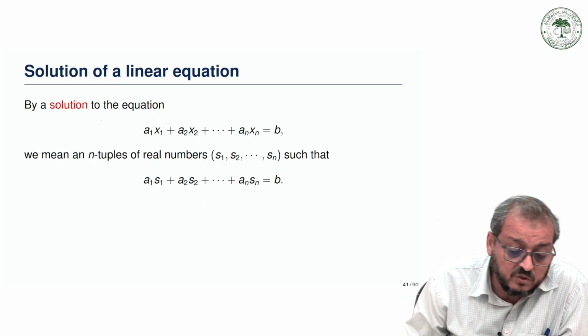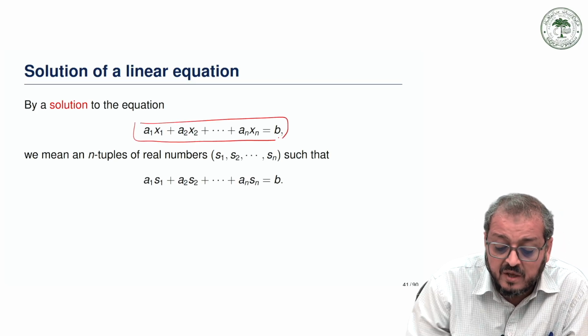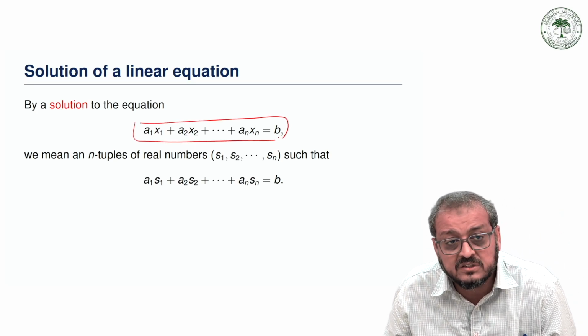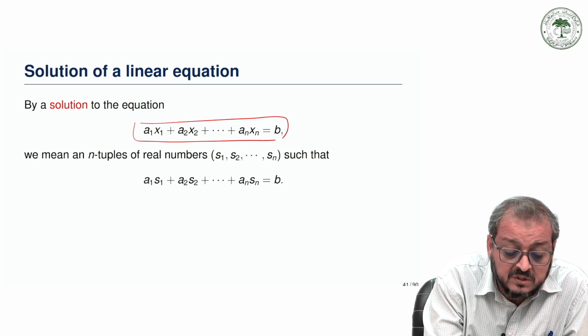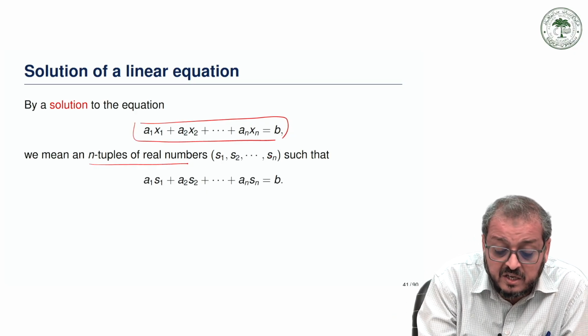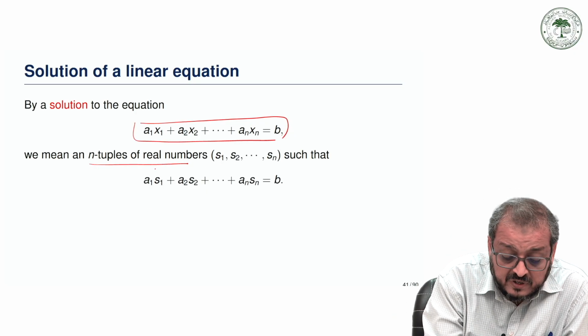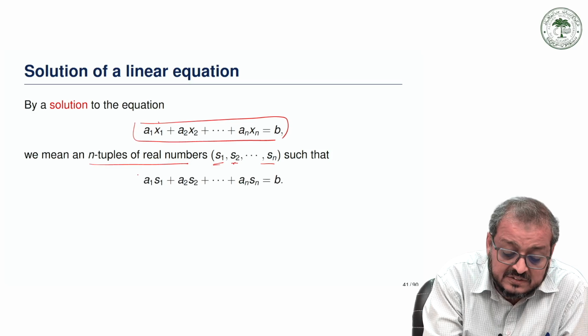How can we find the solution of this? Suppose we have x1, x2, up to xn in a linear equation. The solution of this equation means we have to find an n-tuple of real numbers s1, s2, up to sn such that they satisfy this equation. That means if we substitute x1 equal to s1, x2 equal to s2, xn equal to sn, then this satisfies the equation.